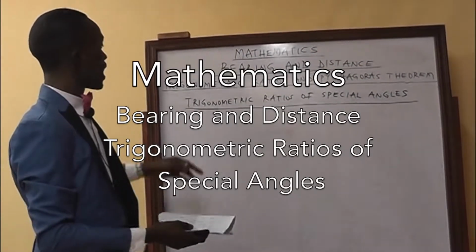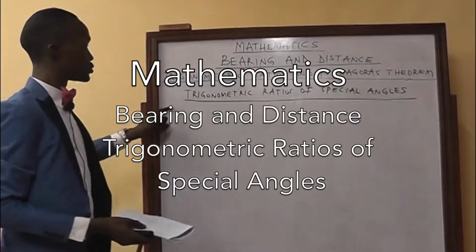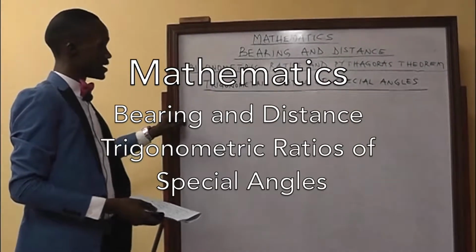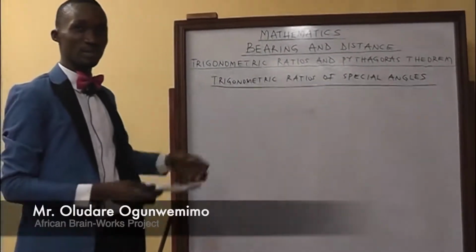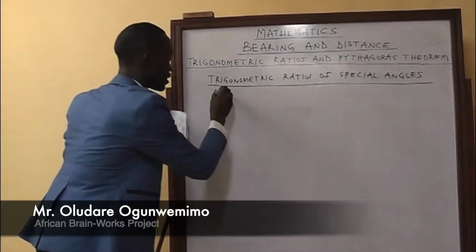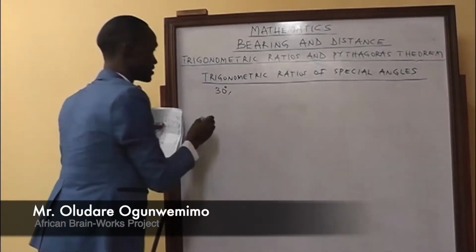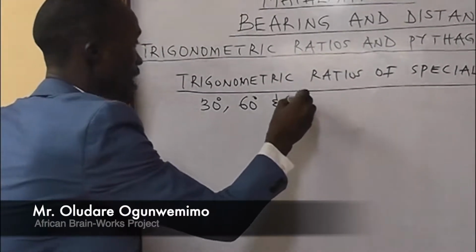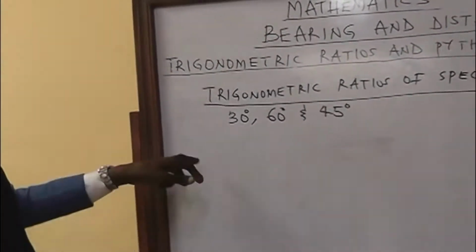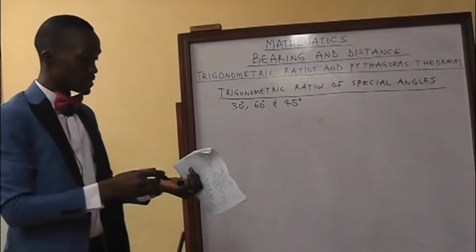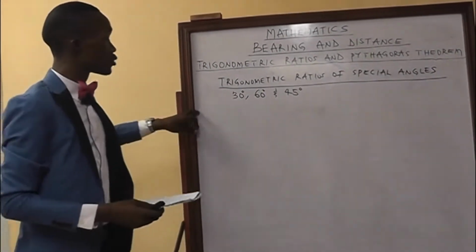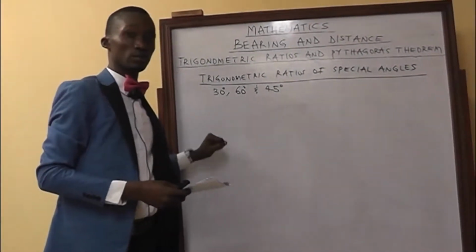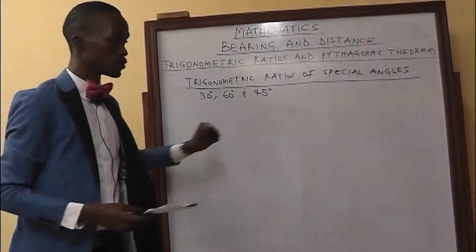Now we are going to trigonometric ratios of special angles. What are the special angles that we are talking about here? We'll be talking about angle 30 degree, 60 degree, then we have 45 degree. We also have 90 degree, but we call them special angles because these angles we can generate them without making use of four-figure table. That's why we call them special angles.